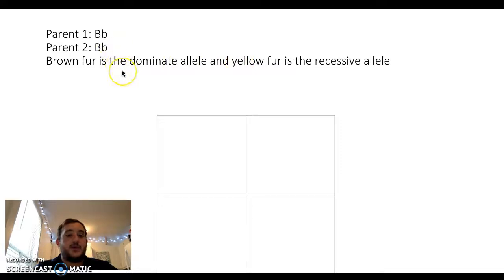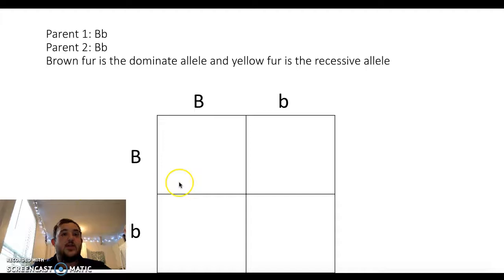So what we're going to do next is take our genotype from parent 1 and put it across the top like this. And next we're going to take parent 2 and put it down the side like this. Now it doesn't matter if parent 1 is on the side and parent 2 is on the top, as long as you have one allele per box.